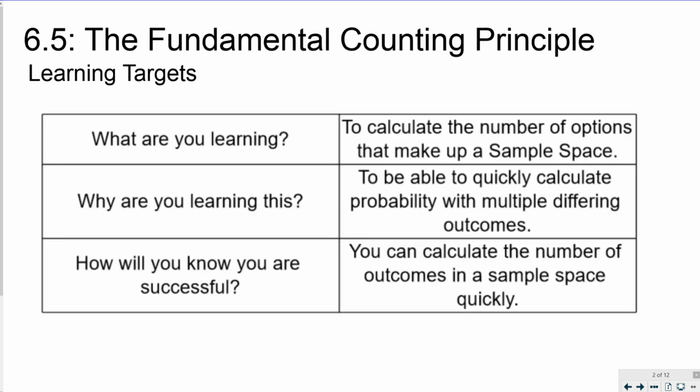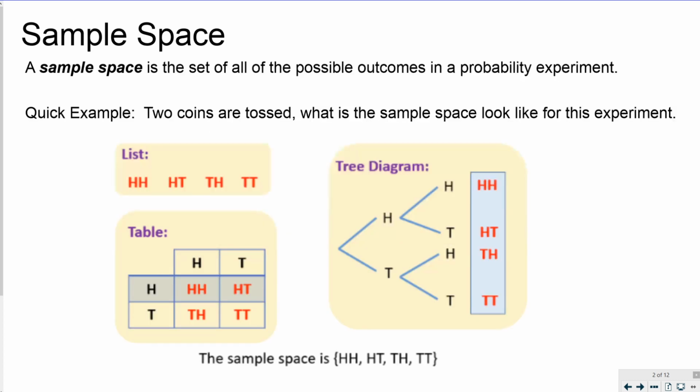So for this video, we're going to learn to calculate the number of options that make up a sample space. We're doing this so that we can quickly calculate probability with multiple differing outcomes. You will know you're successful when you can calculate the number of outcomes in a sample space using this method quickly. So let's get started.